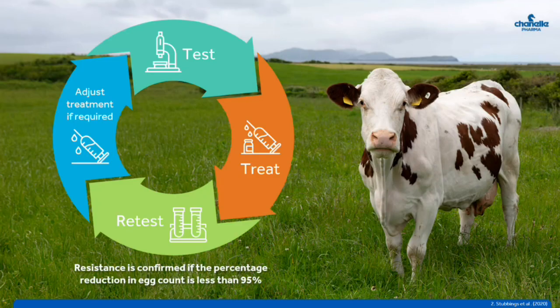On the subject of resistance, it's worth mentioning the following. Resistance is considered to be present in a population of parasites when antiparasitic treatment results in a less than 95% decrease in parasite numbers. Successful treatment removes more than 95% of parasites from the animal, and this is determined, as we say, by testing such as fecal worm egg counts.